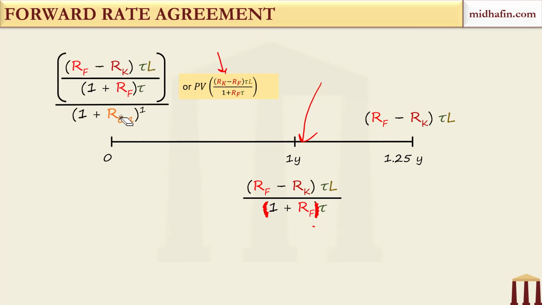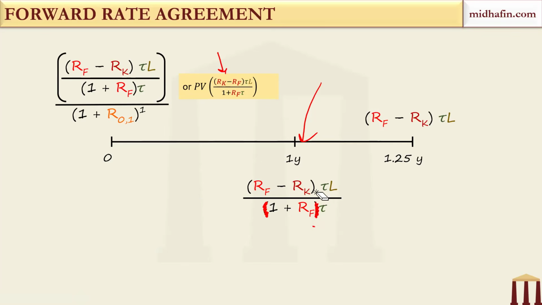This is the formula. I have one question. Yes. This formula is for the party paying the fixed and receiving floating. Correct. And if the opposite was the case, if you have to find out the calculations for the party paying the floating and receiving the fixed, it will become RK minus RF. The numerator will change. That's it.